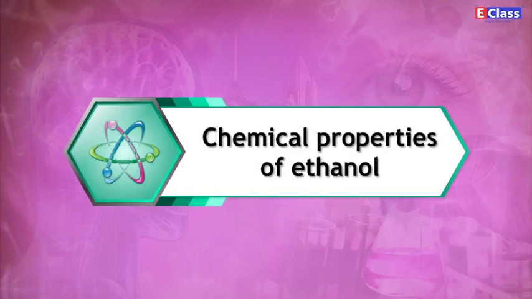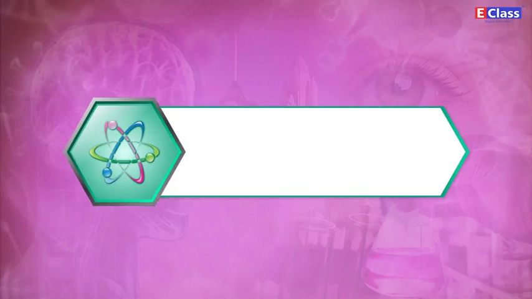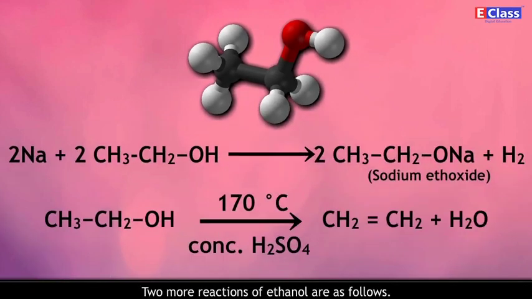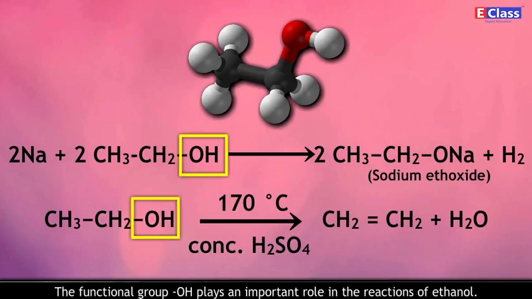Chemical properties of ethanol. You have learned about the oxidation reaction of ethanol in a previous unit of this chapter. Two more reactions of ethanol are as follows. The functional group OH plays an important role in the reactions of ethanol.